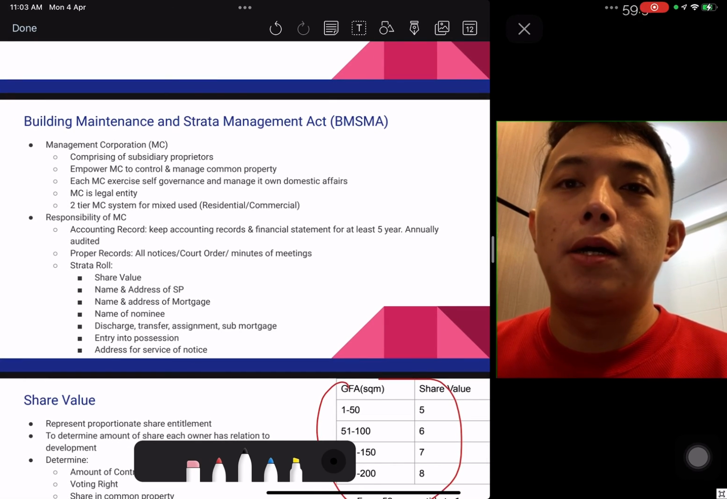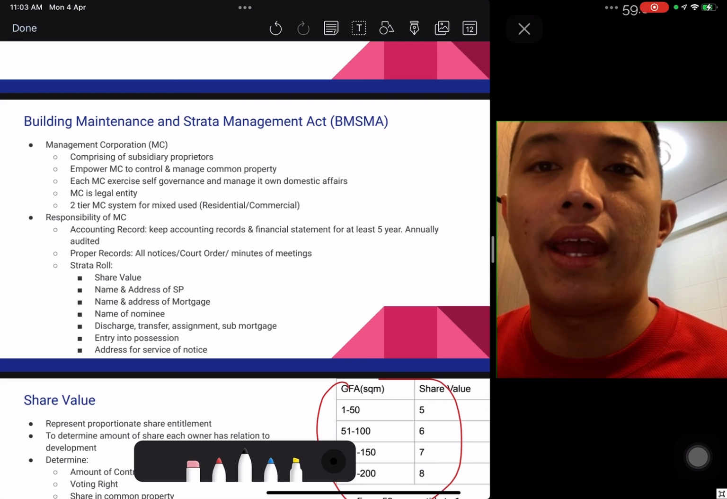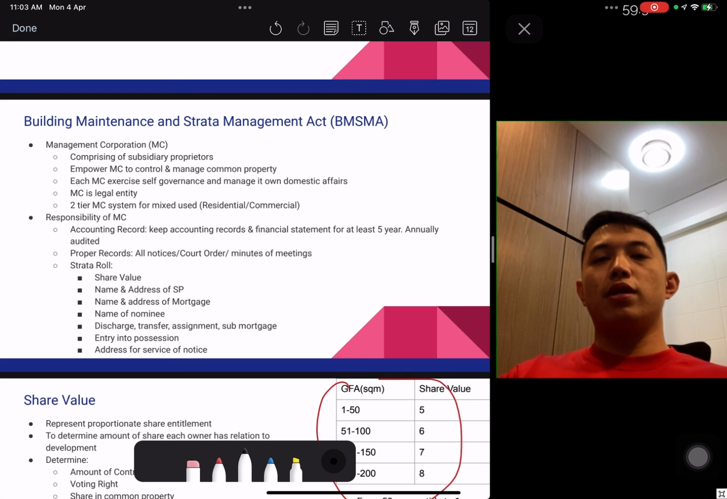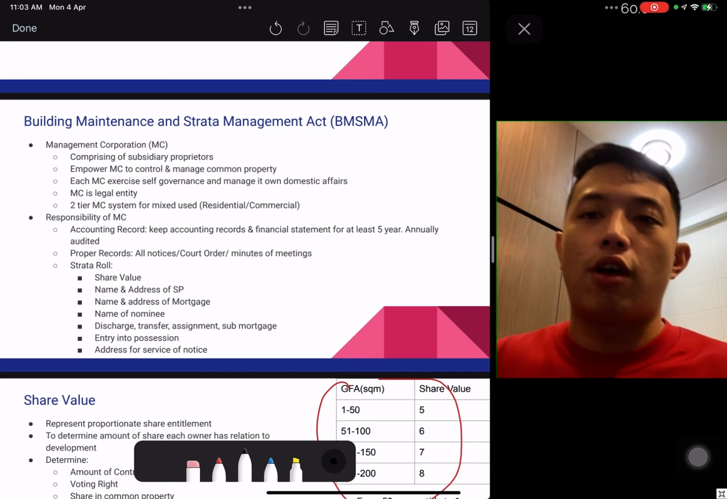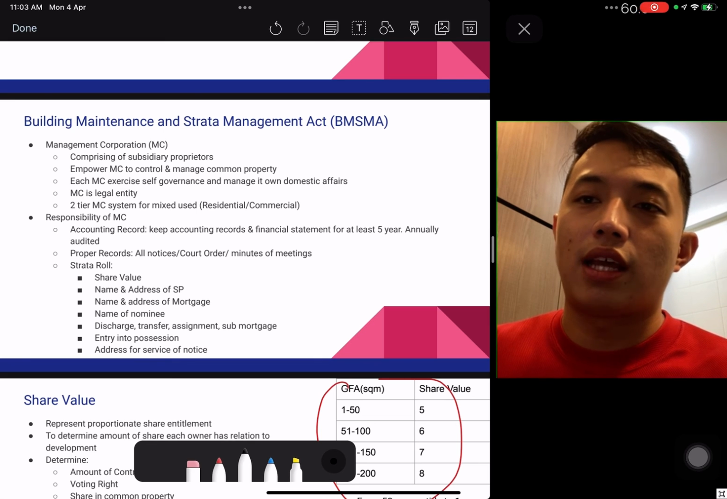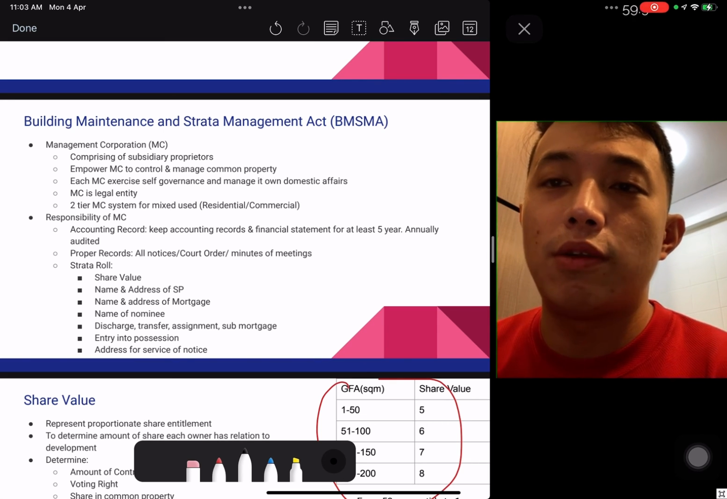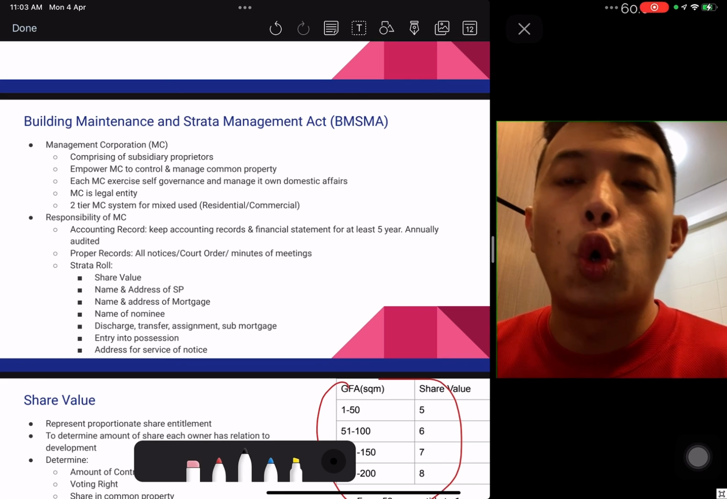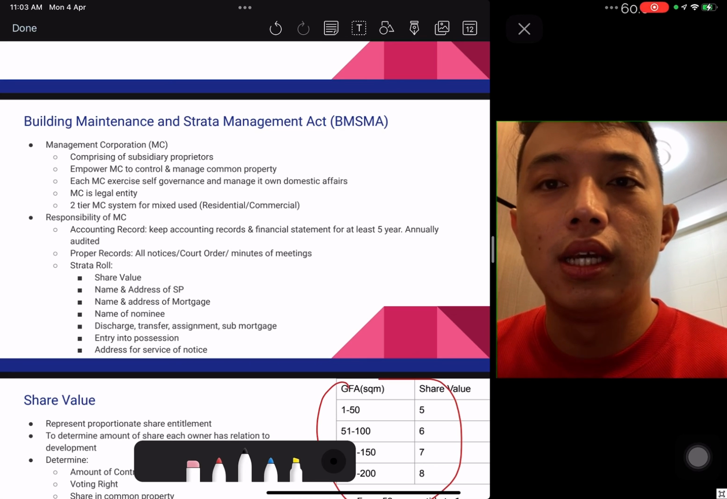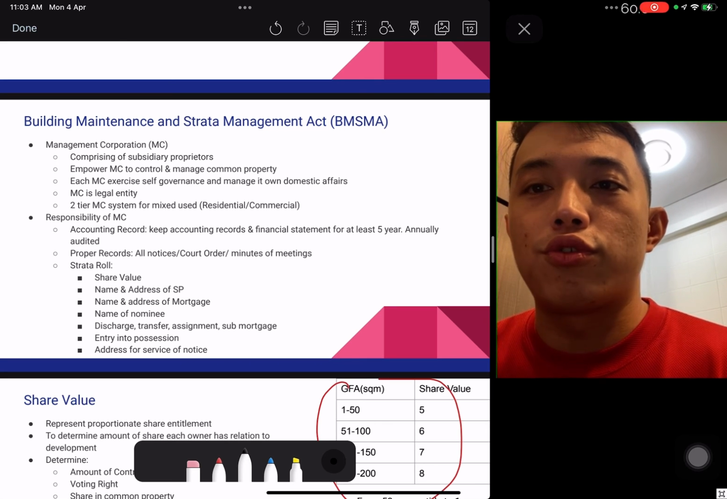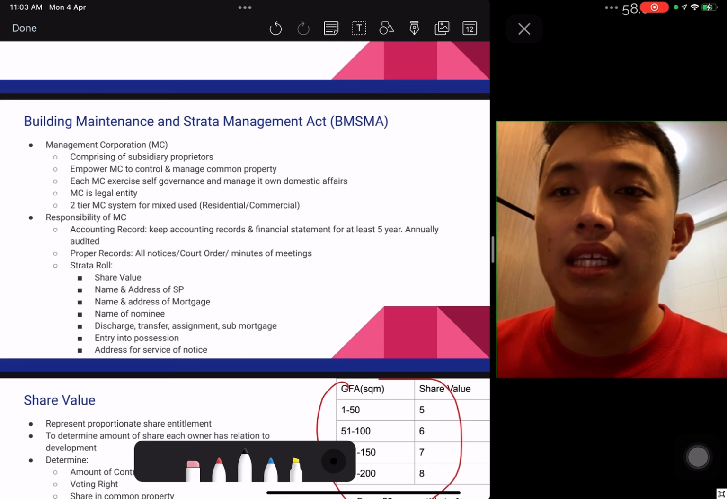What is the BMSMA? It's the Building Maintenance and Strata Management Act. A management corporation will be created comprising the subsidiary proprietors, the subsidiary owners, to manage the MCST. We call it MC. The MC will control and manage common property. They are self-governed and are actually a legal entity.